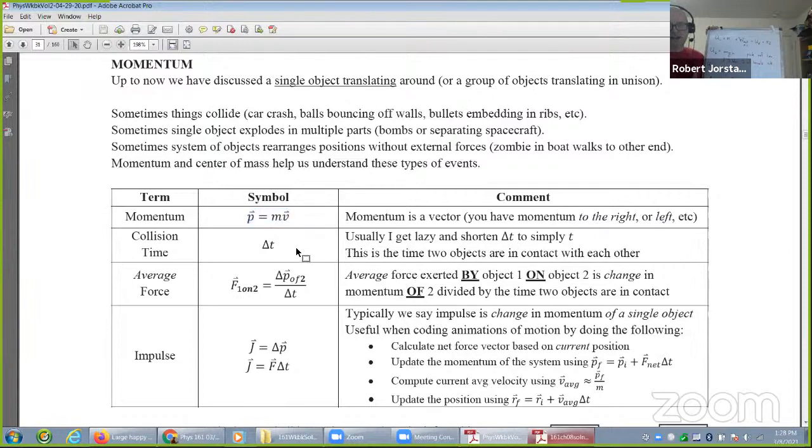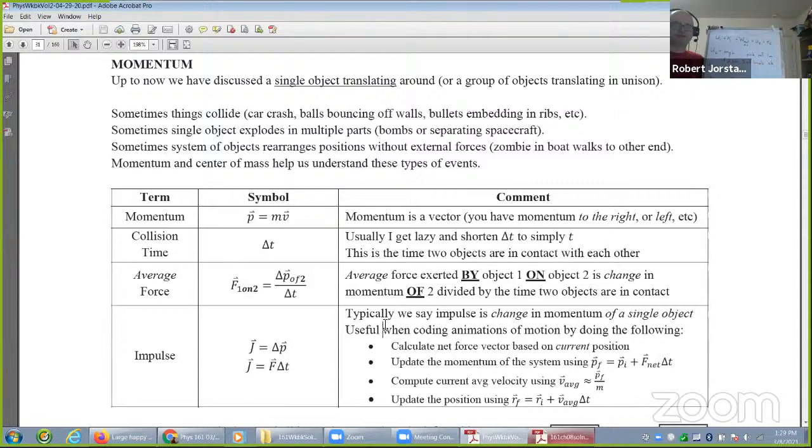Okay, collision time. It's strictly speaking a delta t, but sometimes I get lazy and shorten it to a t. The collision time is the time that two objects are in contact with each other. And then there's the average force. It turns out this is a way you can get average force: the change in momentum of an object divided by the change in time. And the change in momentum is a term that is called impulse. Okay.